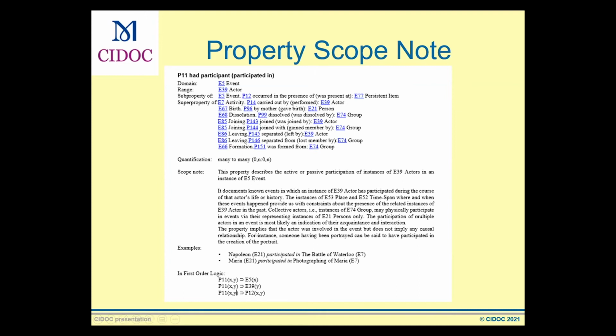Then we have the scope note, which explains what we mean by participation, and then we have some examples. And again, we have the first order logic so that the computer scientists can understand it more thoroughly for when they're programming.